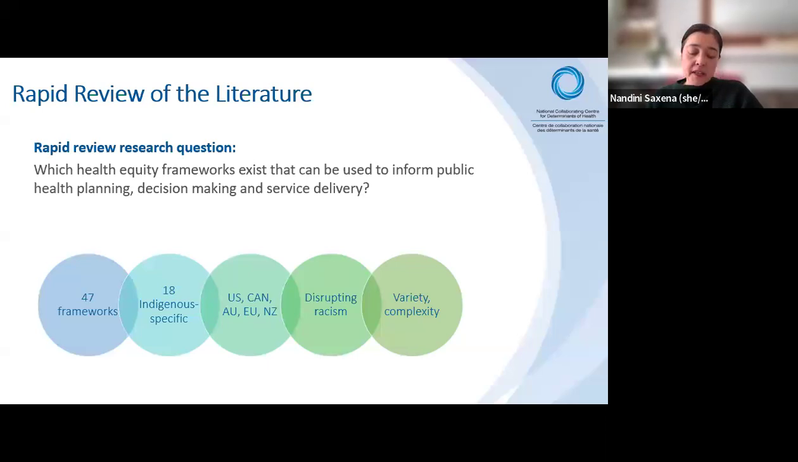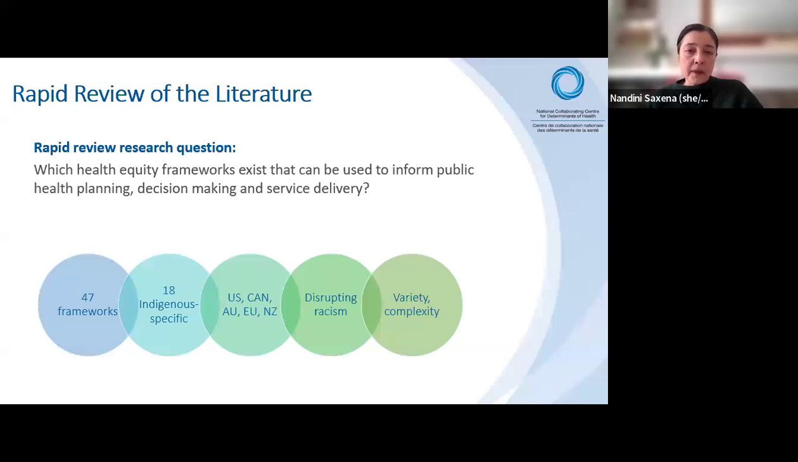What we also found is that the frameworks are grounded in a range of different theories, including critical race theory, system theory, and also are connected to different kinds of legislation or policy directives. For example, the United Nations Declaration on the Rights of Indigenous Peoples. Many frameworks also talk about how disrupting racism and rebalancing power are foundational to health equity work.